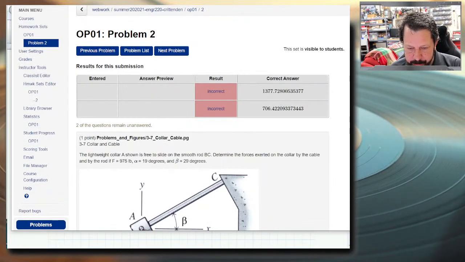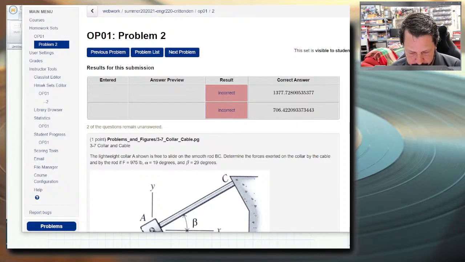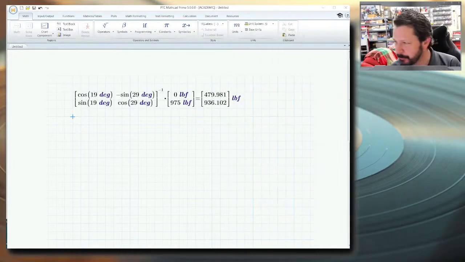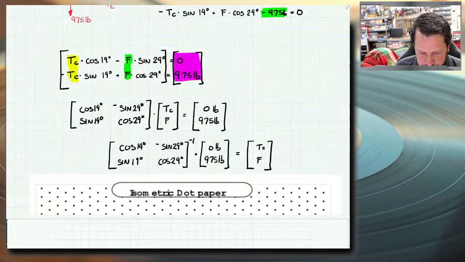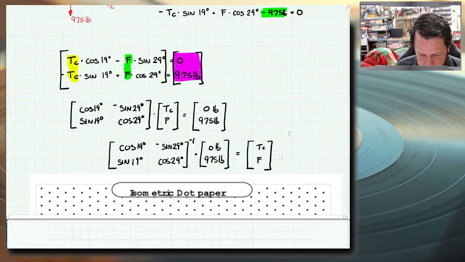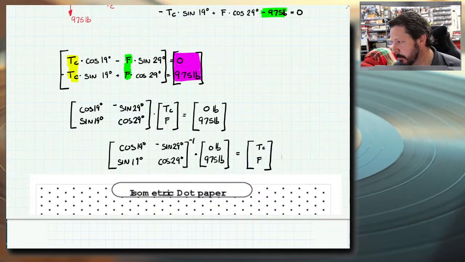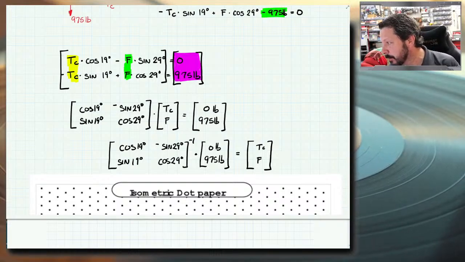Oh wait, they have different numbers there. They have 1377 and 706. I might have typed something in wrong, which is entirely possible. I think 29 degrees, 19 degrees. Let me check the numbers here, because we should have gotten the same numbers. Actually, I'd never checked that this problem was calculating correctly anyway.